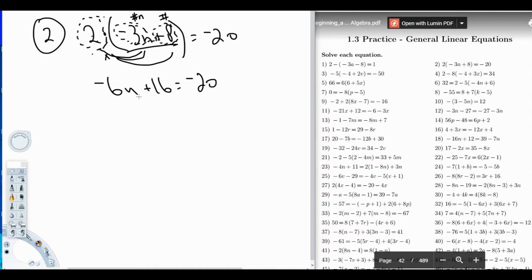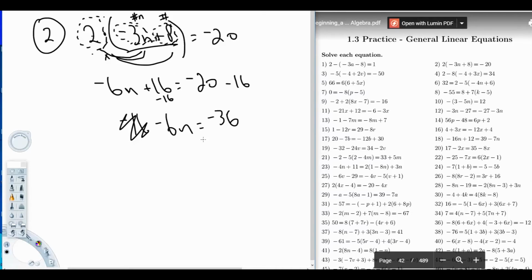So look at what we're stuck with here. We want to get all the numbers on one side and all the letters on the other, right? So we have negative 6n here, so we'll just write down negative 6n. And here we have plus 16. To get rid of that, we'll subtract 16, and here we'll subtract 16 too. And what we're left with is negative 6n equals minus 36, right? Minus 20 minus 16 equals minus 36.